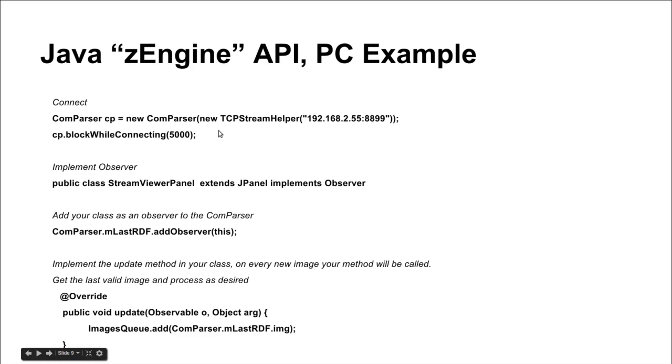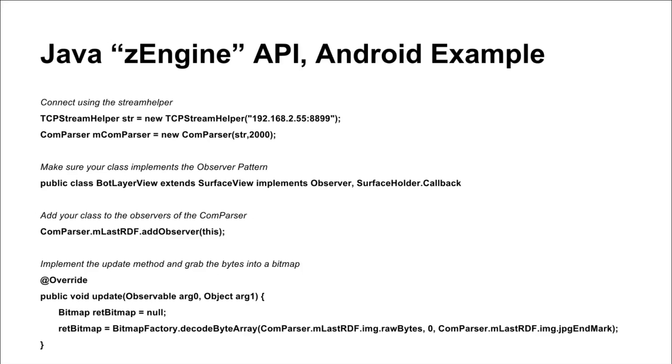If you wanted to connect to the robot, you would simply create a new instance of ComParser and give it the IP address of the bot that you're connecting to, and then you just block and wait for it to connect. From there you can implement an observer. Here I've extended a JPanel so I can actually display the image, and then you can add the observer to the ComParser object. Then once you've added it, all you have to do is override the update method.